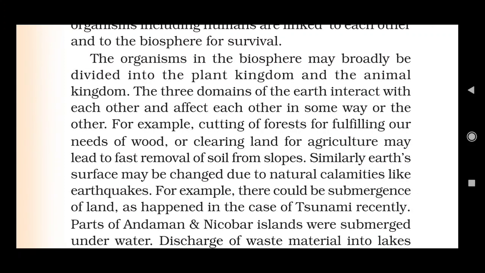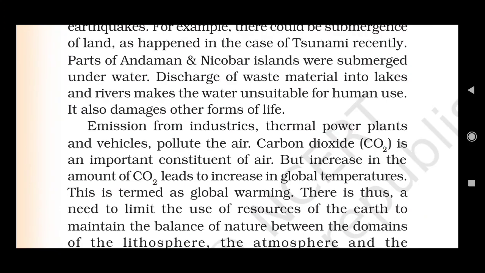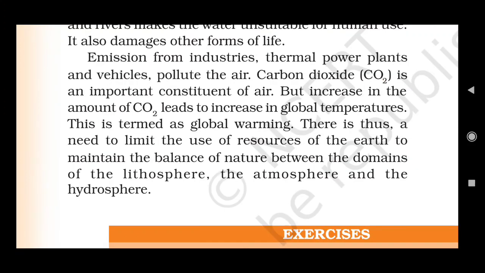Discharge of waste materials into lakes and rivers makes the water unsuitable for human use. It also damages other forms of life. Emissions from industries, thermal power plants, and vehicles pollute the air. Carbon dioxide, CO2, is an important constituent of Earth's air, but an increase in the amount of carbon dioxide leads to an increase in global temperatures. This is termed global warming. There is thus a need to limit the use of resources of the earth to maintain the balance of nature between the domains of the lithosphere, the atmosphere, and the hydrosphere.